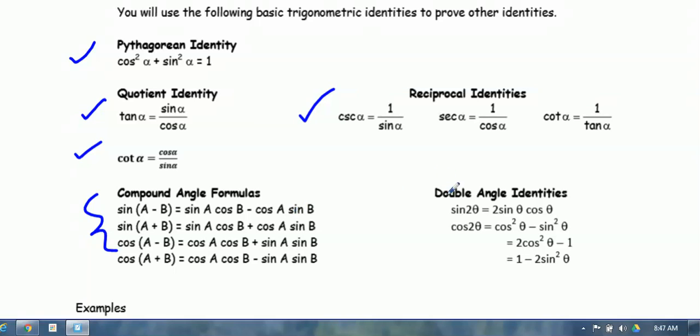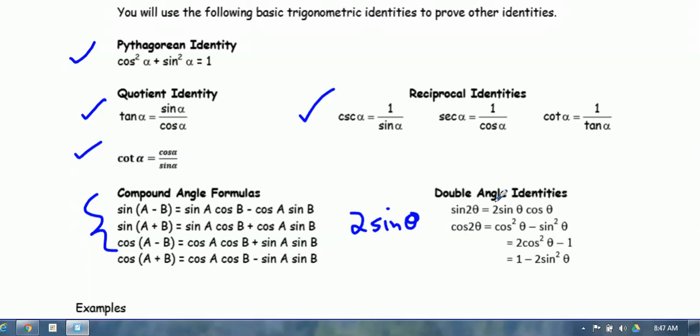Okay? Double angle identities. So these came up in your homework for 4.4. Sine 2 theta equals 2 sine theta cos theta. You should know that sine 2 theta does not equal 2 sine theta. Those are two different things. This is the sine of twice the angle theta. This is twice the sine of theta, which is the ratio for sine theta. Two completely different things.